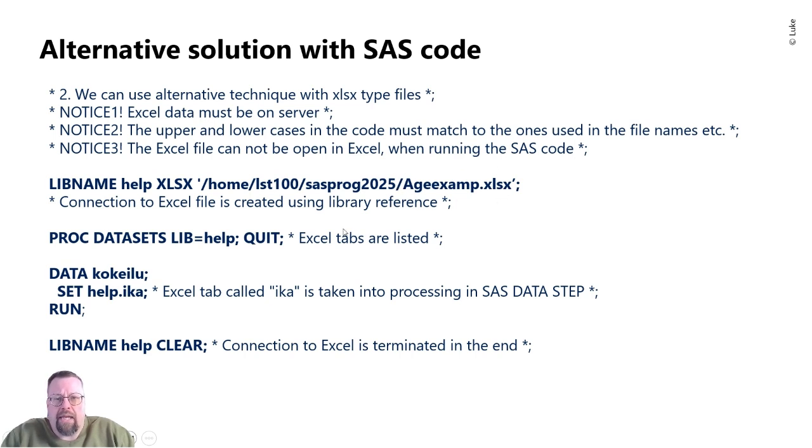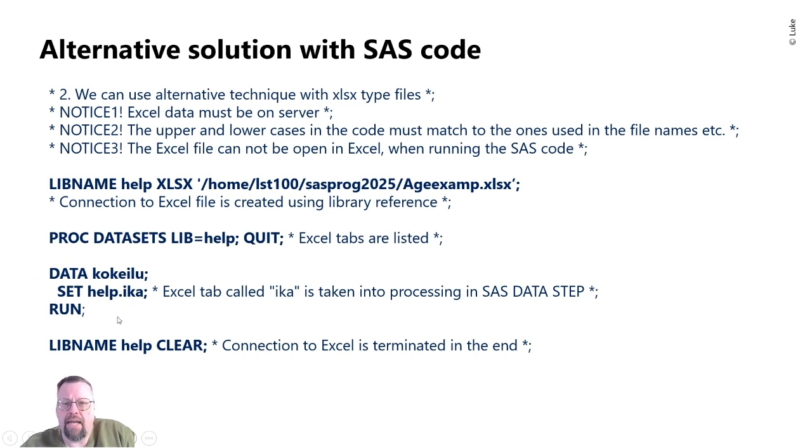And then as a next step we can use proc datasets to give us a list of different sheets we have inside that one xlsx file. So by saying proc datasets lib=help, where help is the name of the library reference, we get the Excel sheets or Excel tabs listed. And from that list, we find that one of the tabs is called ICA.